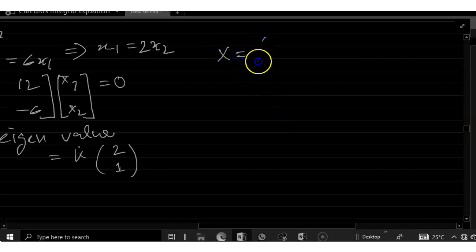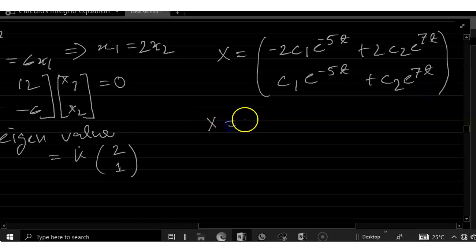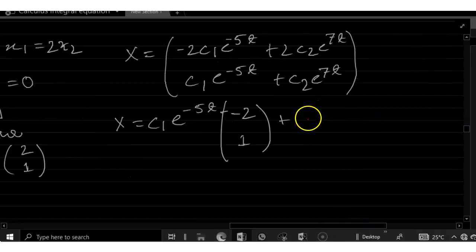x equals c1 e to the power minus 5t into (minus 2, 1) plus c2 e to the power 7t into (2, 1). Because I can write this way, x equals c1 e to the power minus 5t into (minus 2, 1) plus c2 e to the power 7t into (2, 1). This way I can write.